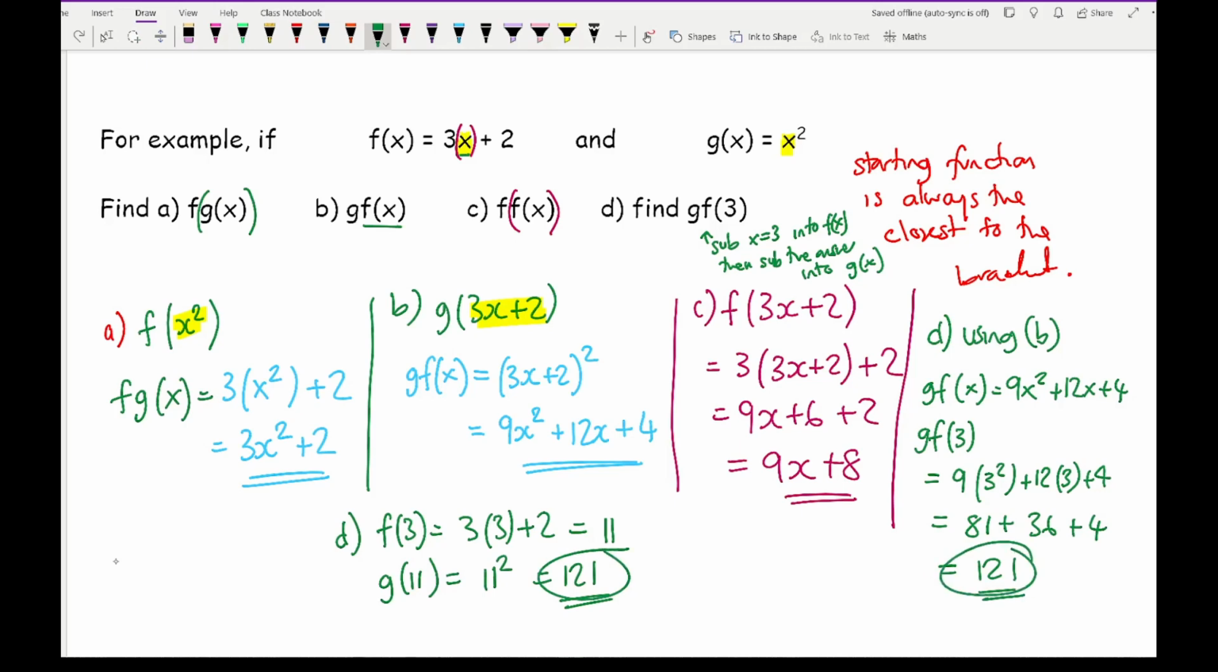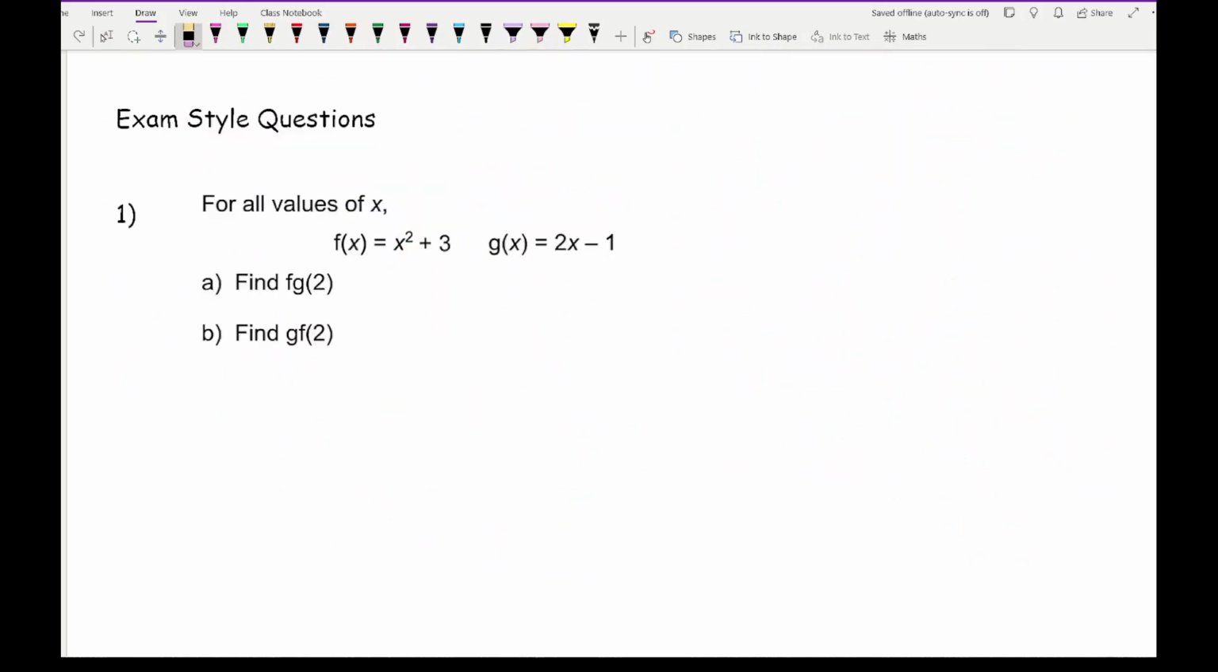Now, depending on if you got this question in an exam, if a question just asked you for this, then you could use either method, but typically what they would do is ask you to find the function first, and then you would use that formula, just like we did with b, to substitute 3 into that, and you'd get your final answer. So now let's have a look at some exam style questions.